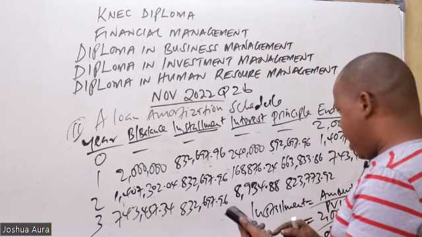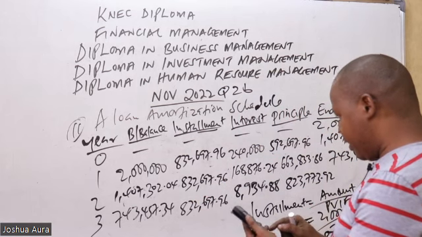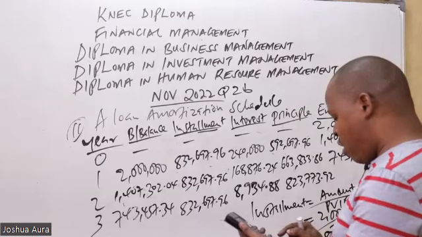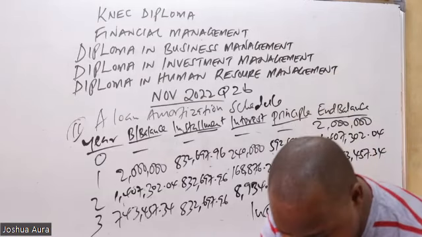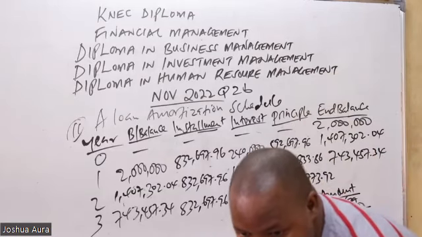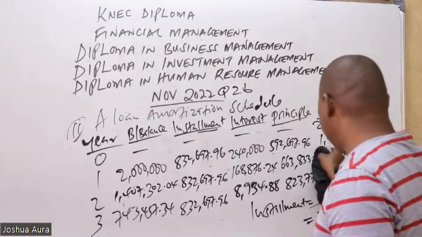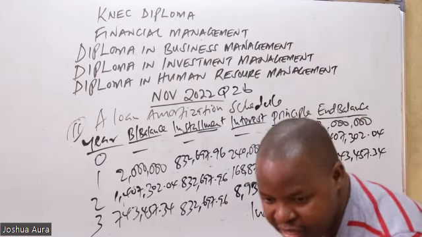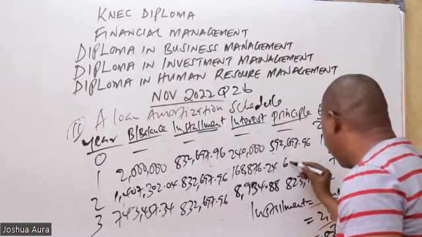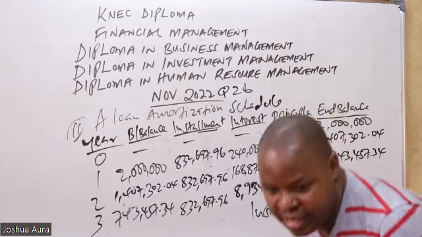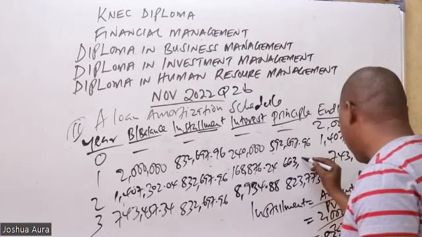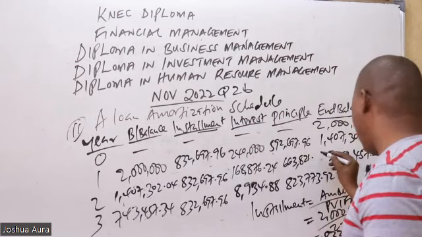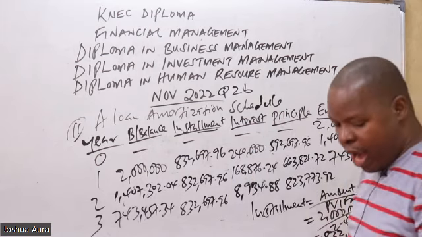832,697.96 minus interest 168,876.24. What are we getting as our principal? 663,821.72.